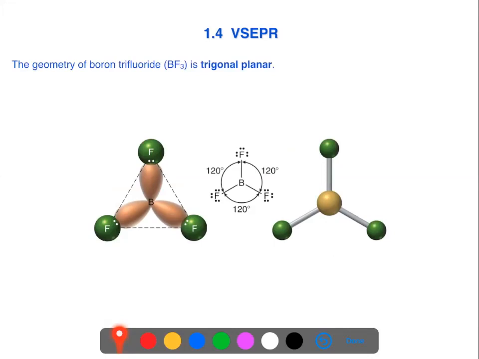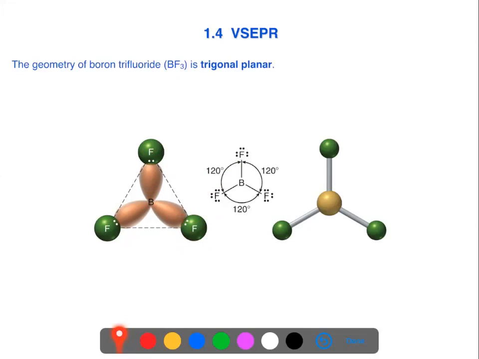Now, if we look at a situation in which we only have 3 pairs of electrons, in this example, boron trifluoride, we have 3 bonding pairs, each pair forming a covalent bond between the central boron atom and a fluorine atom. In this particular situation, we have 3 bonds, and the best way to distribute those bonds in 3-dimensional space so that they minimize their repulsion with one another is to place them at 120-degree angles with respect to one another.